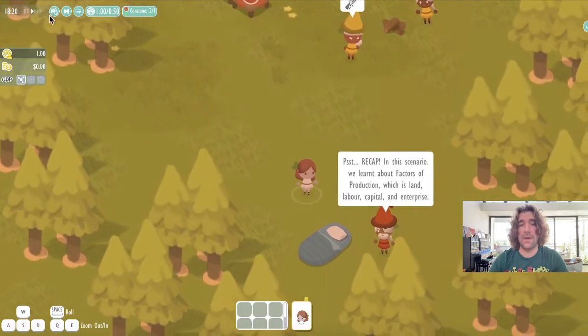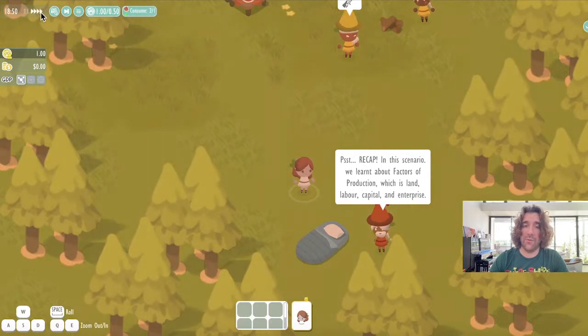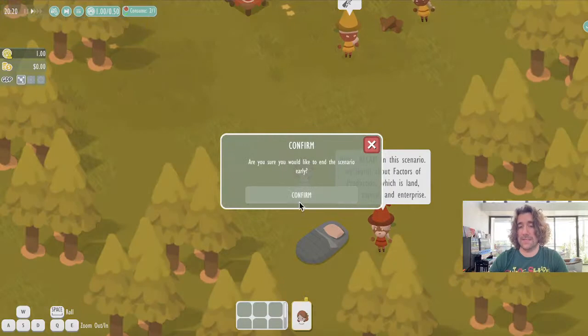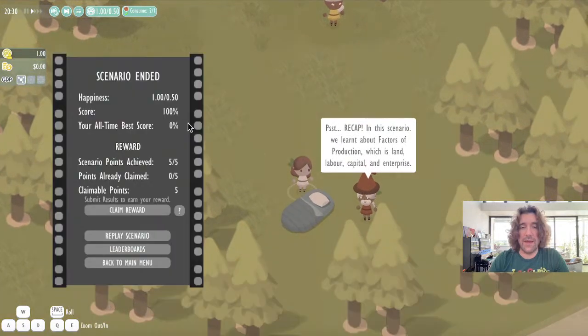You can speed up time at any time you want by clicking on these arrows when you are ready to leave the scenario. And you can also click this button here to skip to the end of it. It's going to ask me, are you sure you want to skip to the end of the scenario? I'm going to click confirm. I can have a look at this scenario where it shows me how well I did relative to the objective.